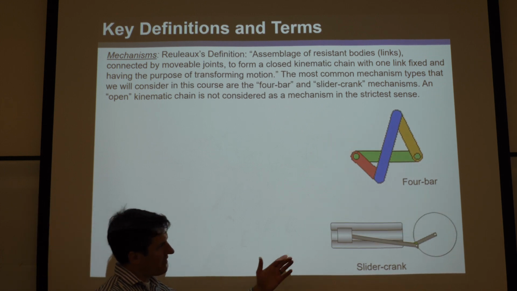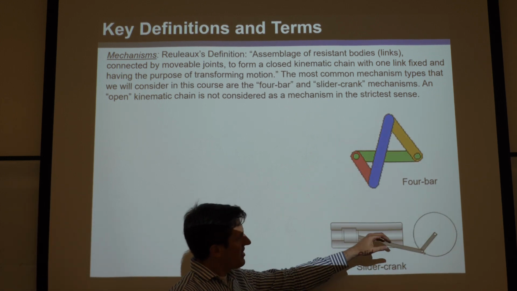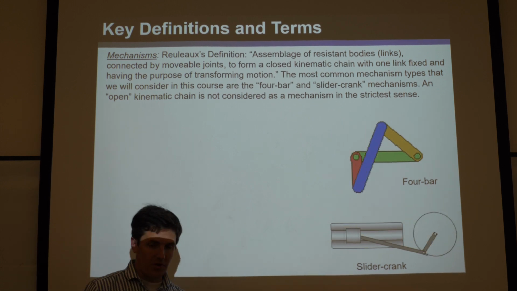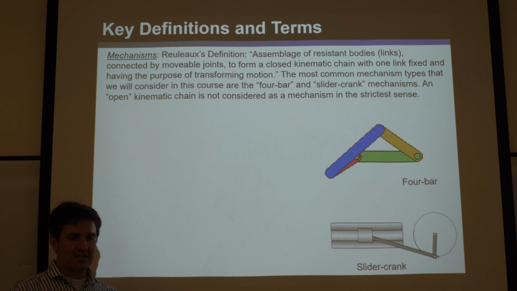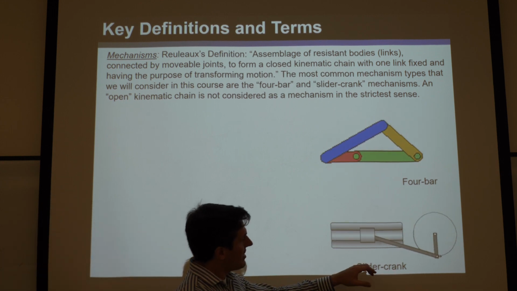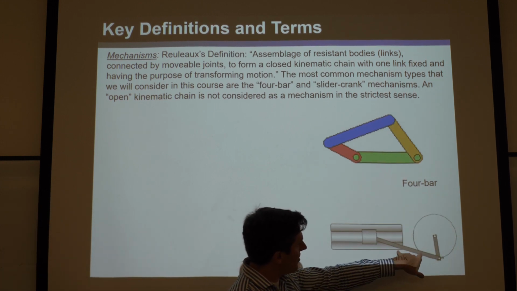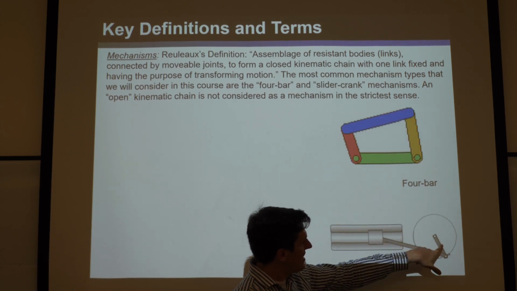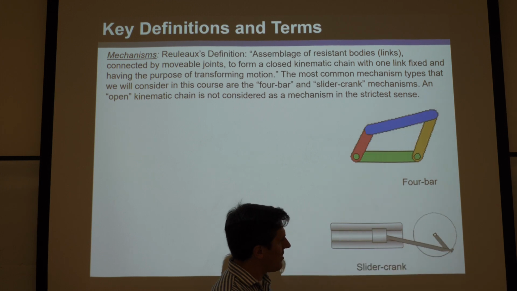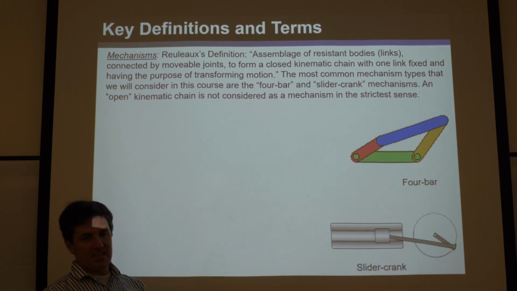So let's go through that definition. It consists of links that are connected together by movable joints. Now the question is, is one of the links grounded or held fixed? And yes, it is. It's this body right here, which is also basically connected to the ground, and that's what joins this moving link to the ground. And then, is it a closed kinematic chain?